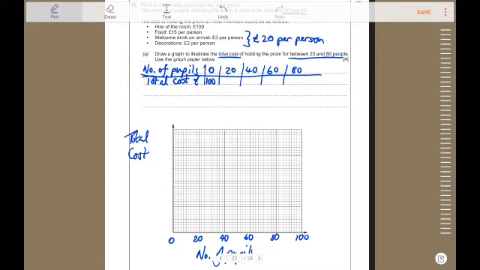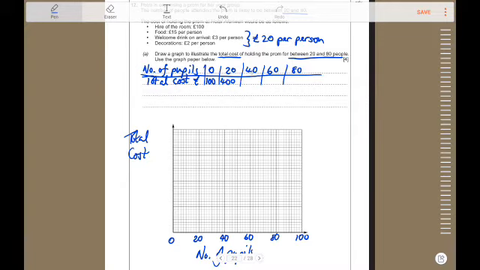Right, if 20 people go, then we've got to work out the cost of 20 people attending plus the cost of the hire of the room. So we've got to do 20 times £20. Well, that's fairly straightforward. 2 2s are 4, so 20 times 20 is 400.